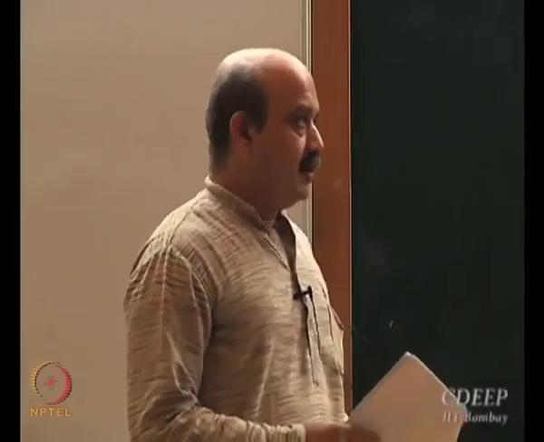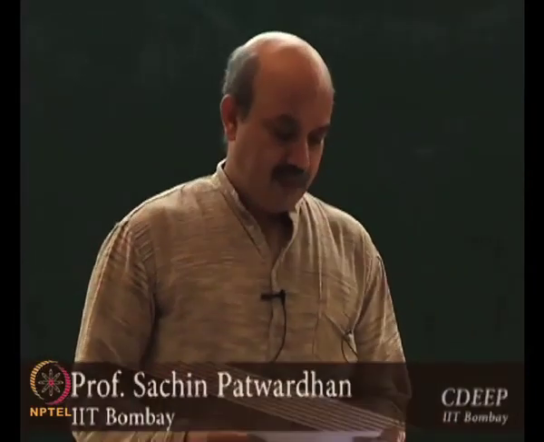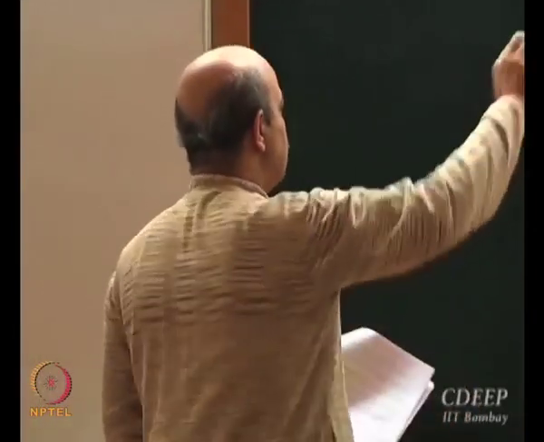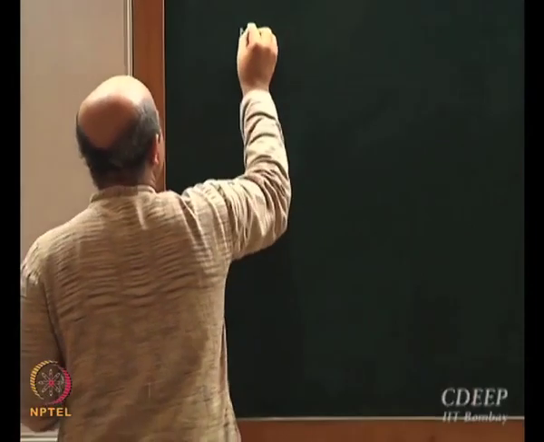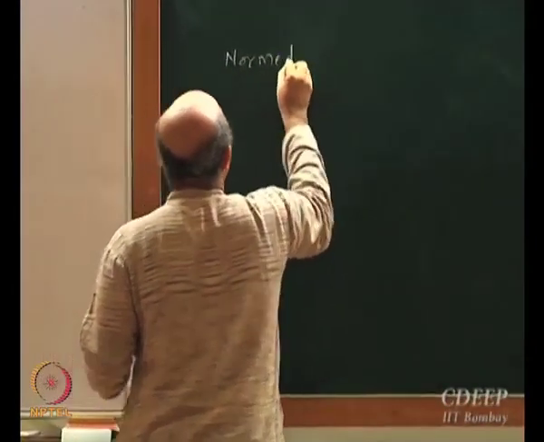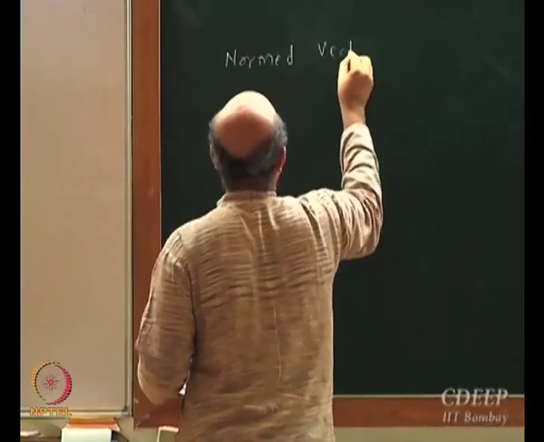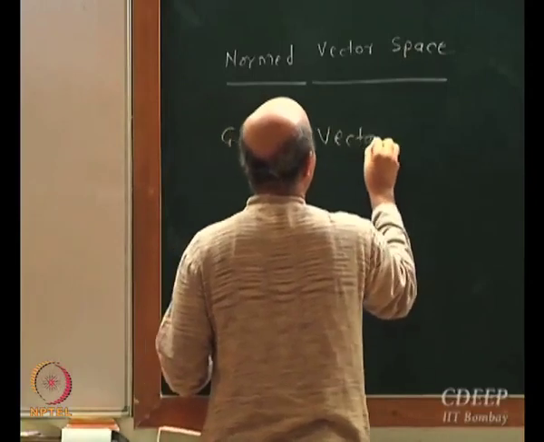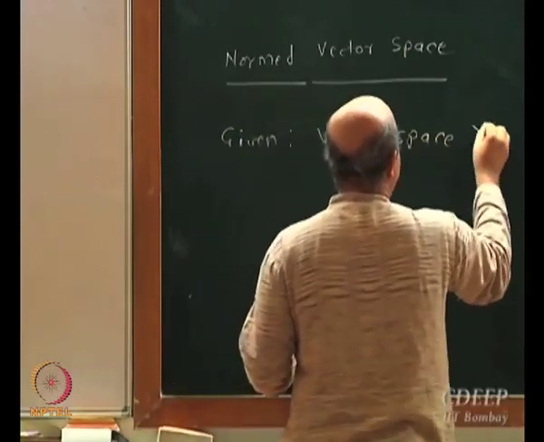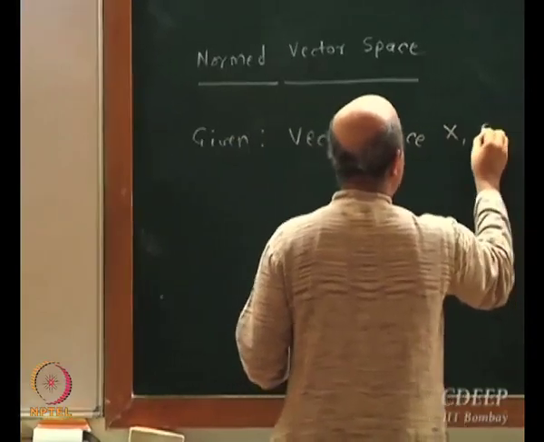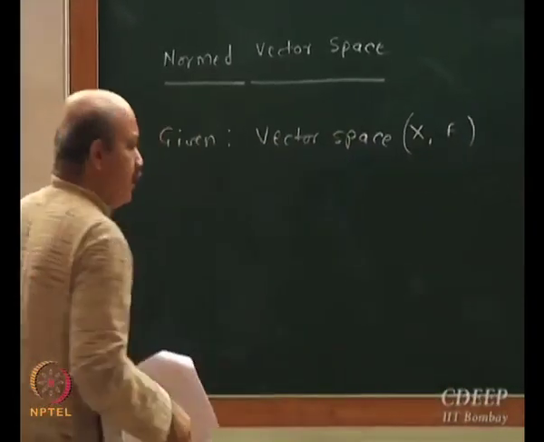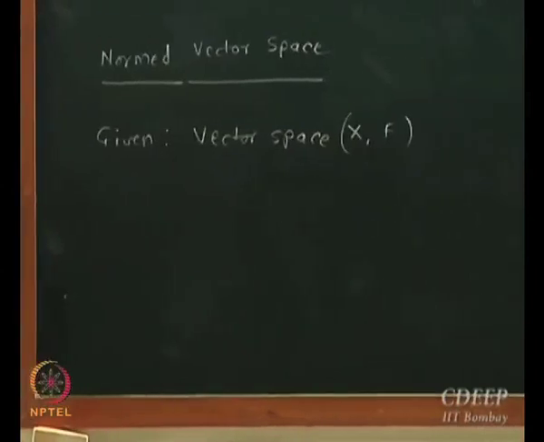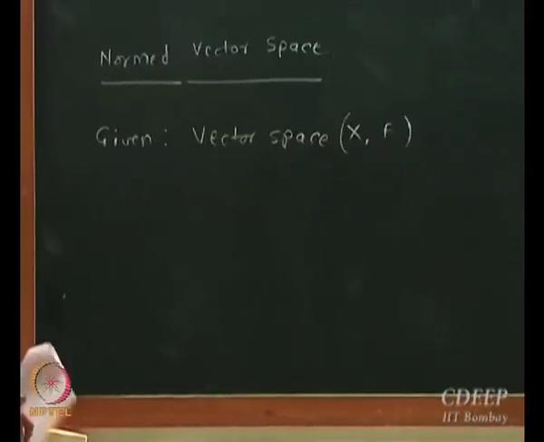Okay, so let's begin with just a quick review of axioms for norm. So given a vector space X and of course the field F, we wrote three axioms for defining a norm on this.